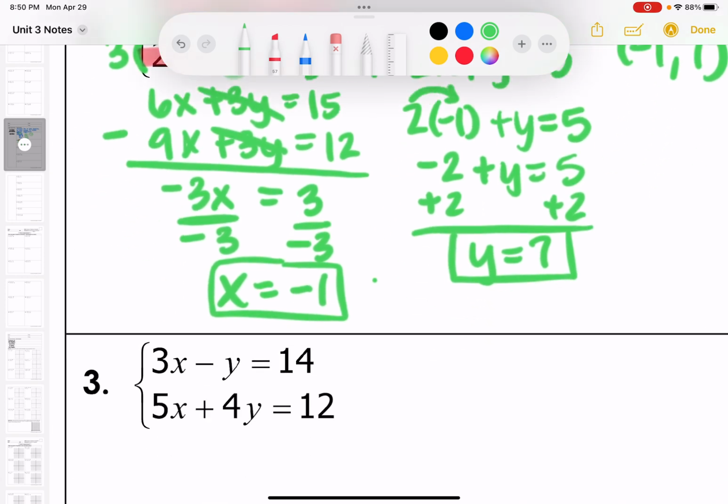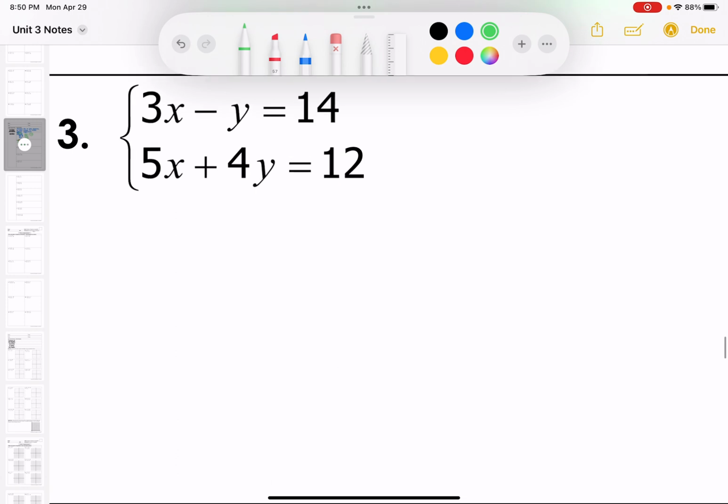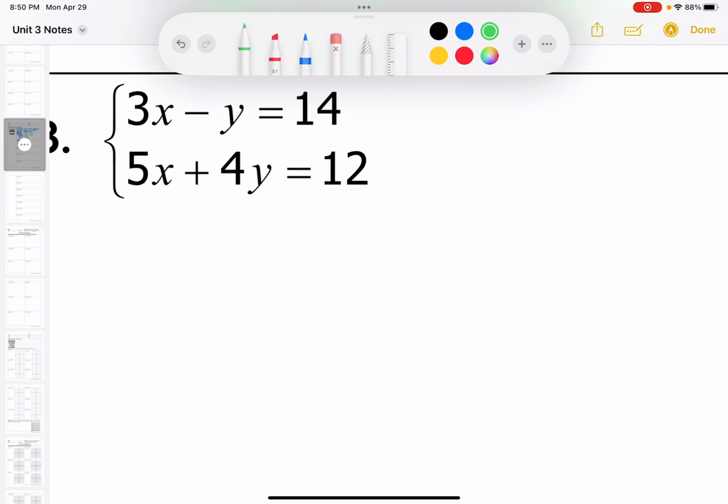All right, number 3. We have 3x minus y equals 14 and 5x plus 4y equals 12. I'm going to choose to eliminate y because in that first equation, y does not have a visible number beside it. In order to eliminate it, I need it to have a 4 in front of it, so then we can have common coefficients.